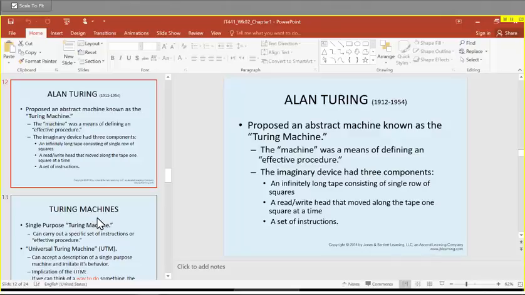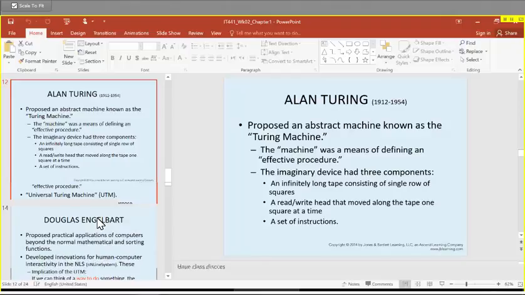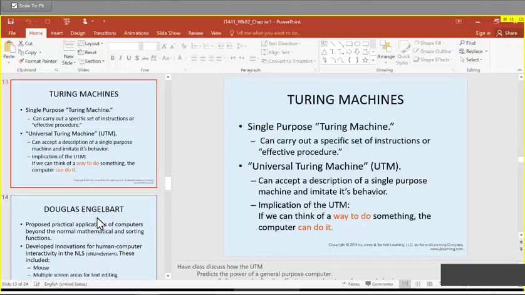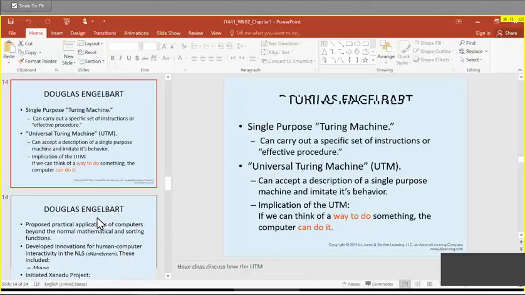So the imaginary device had three components. It has an infinitely long tape consisting of a single row of squares, a read-write head that moves along the tape one square at a time, and a set of instructions. Turing machines could be single purpose or universal Turing machines. A single purpose machine can carry out a specific set of instructions or effective procedure, whereas a UTM, or universal Turing machine, can accept a description of a single purpose machine and imitate its behavior. Its implication is that if we think of a way to do something, then the computer can do it.